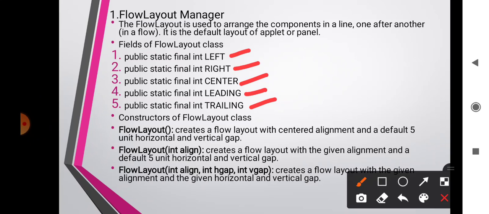Then the constructors of the FlowLayout class. First is FlowLayout, empty. It creates a flow layout with central alignment and a default 5 unit horizontal and vertical gap. Then FlowLayout(int align) creates a flow layout with the given alignment and a default 5 unit horizontal and vertical gap. Then third is FlowLayout(int align, int hgap, int vgap), with the horizontal gap and vertical gap. It creates a flow layout with the given alignment and given horizontal and vertical gap.